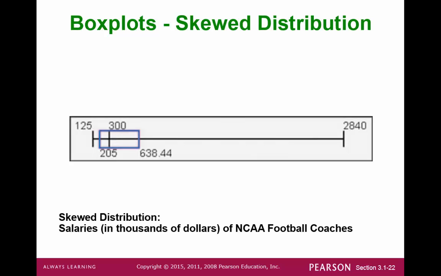A right skewed distribution would have a long distance between Q3 and the maximum. The close proximity between the minimum and Q1, and Q1 and the median, would represent a bulging of data between 125 and 300.